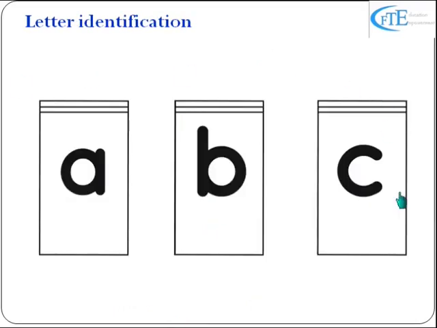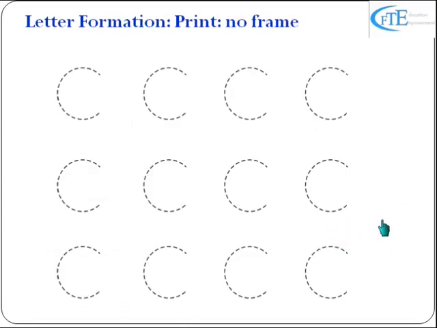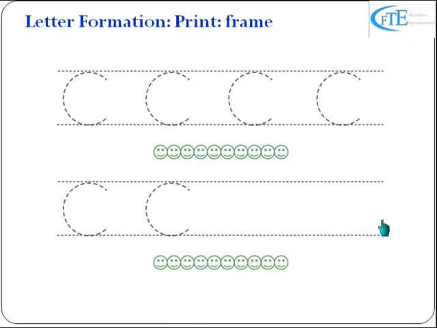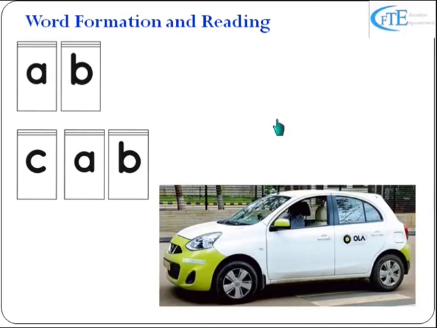Now place all three letter cards side by side and get your child to articulate them when you say the sound. K, a, b, a, k, b, k, a, b, b, a. Letter formation without a frame, letter formation with a frame, and then we go to word reading.